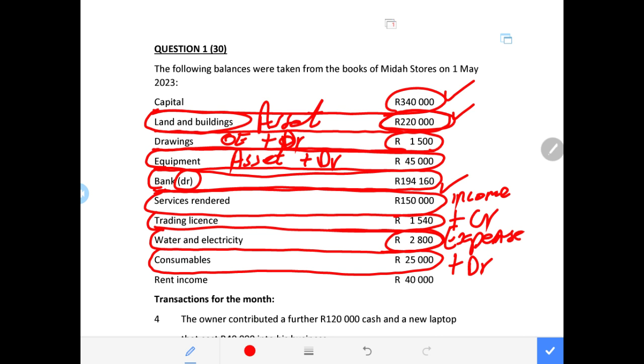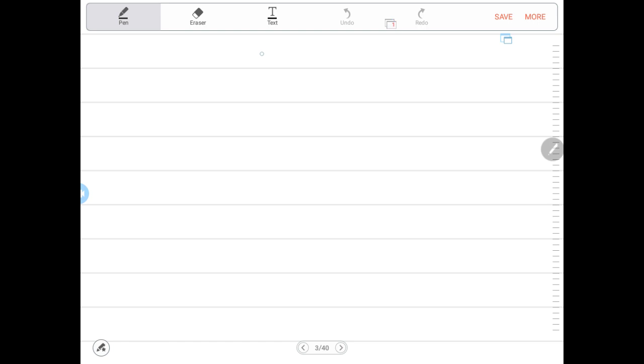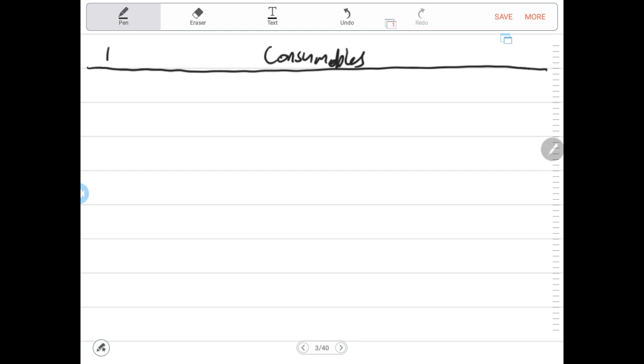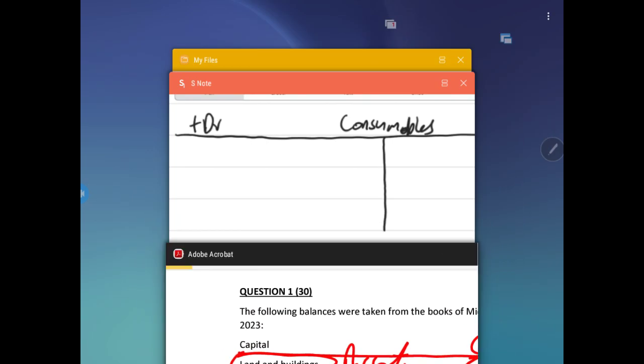Consumables, 25,000 rands. So we open a ledger account for consumables. Consumables increase on the debit side and they decrease on the credit side. Either we classify consumables as an asset or an expense, but they will still be recorded as increasing, in other words on the debit side, 25,000 rands is the amount.